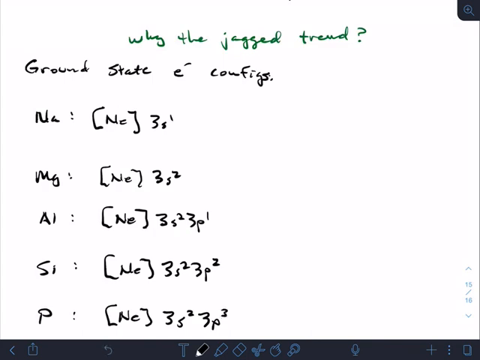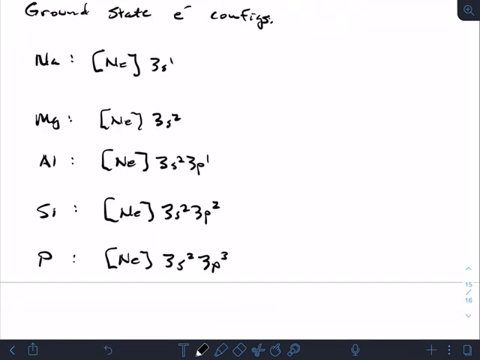Notice that these all have the same shielding, that neon shielding, which sounds like something out of a sci-fi novel. Look out, I've got my neon shielding. Stay back.